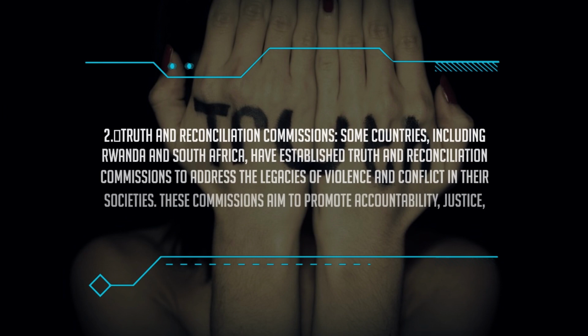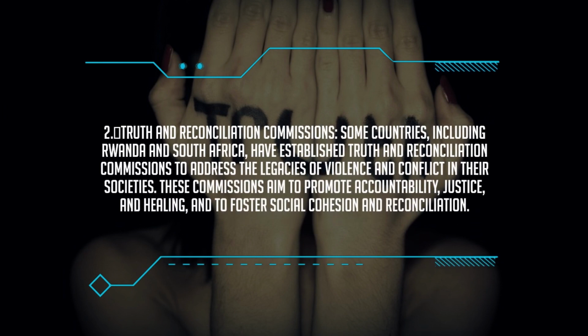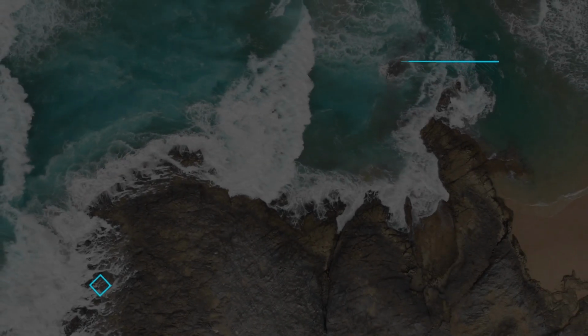2. Truth and Reconciliation Commissions. Some countries, including Rwanda and South Africa, have established Truth and Reconciliation Commissions to address the legacies of violence and conflict in their societies. These commissions aim to promote accountability, justice, and healing, and to foster social cohesion and reconciliation.